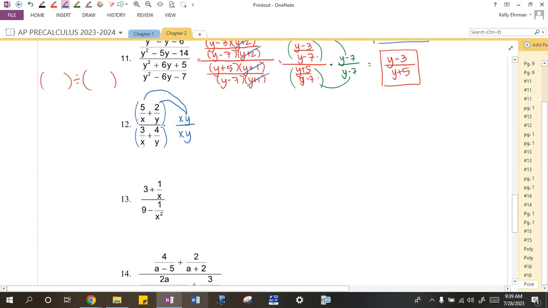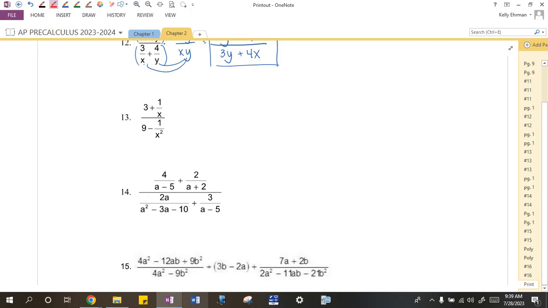So when you multiply 5 over x times y, the x's cancel, and you're left with 5y. When you multiply 2 over y times xy, the y's cancel, you're left with plus 2x. So the top of the fraction is finished. And so the benefit of this is we have cleared the denominator or the fractions up there. Same thing down here. If I distribute the xy through, the x's cancel, I get 3y. And then in the second term, the y's cancel, and I get 4x. There's nothing to factor out of these two problems. So that's it.